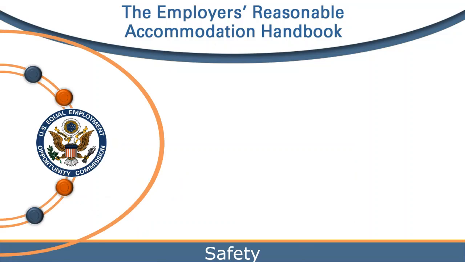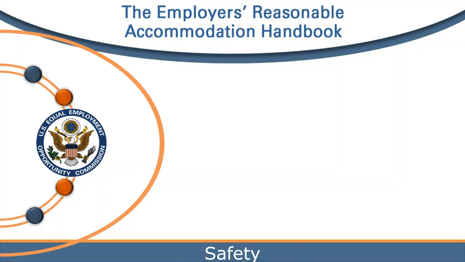Dustin, employers are permitted to create a qualification standard that requires all employees not pose a direct threat in the workplace. A direct threat is a significant risk of substantial harm to the health or safety of the individual or others that cannot be eliminated or reduced by reasonable accommodation.